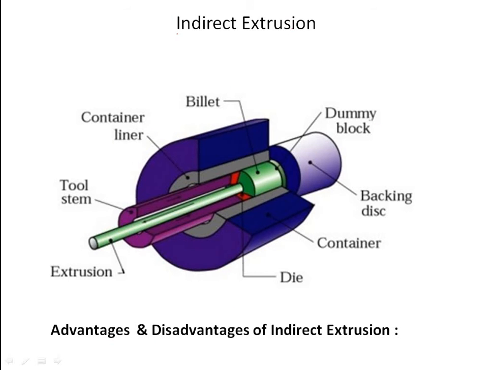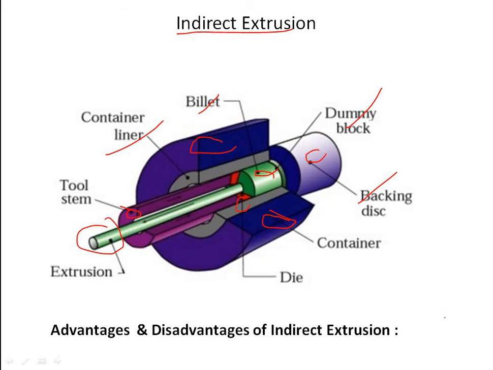Okay, indirect extrusion. In that, it consists of a container liner, billet, dummy block, buckling disc. This is the buckling disc, and this is the container. The container is this hole in navy blue color, and the stem, and this is the extruded portion, a tube is extruded, and this is the die, which is in red color. These are the things. So in indirect extrusion, the die is located at the end of the hydraulic ram and moves towards the billet inside the cavity to push the material through the die. This is shown in the figure.